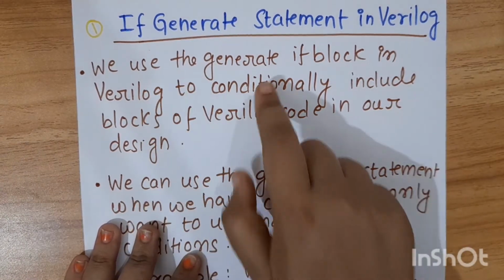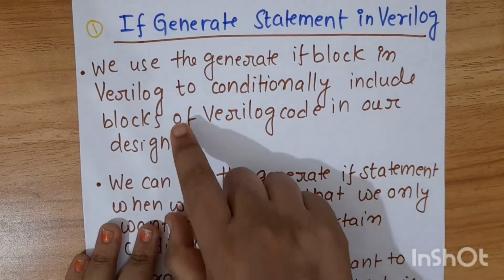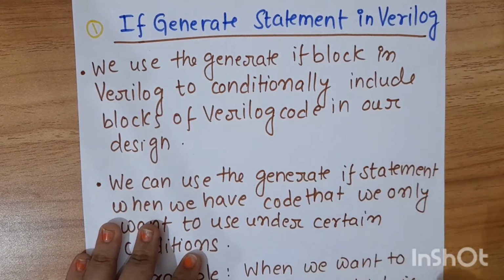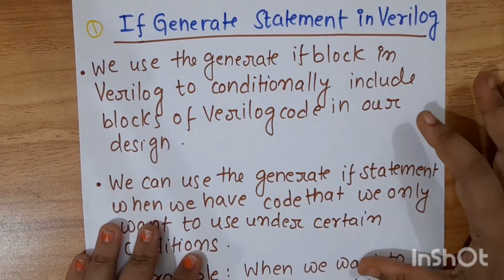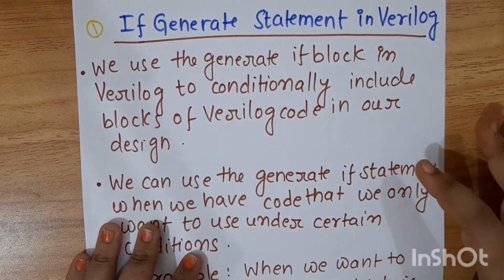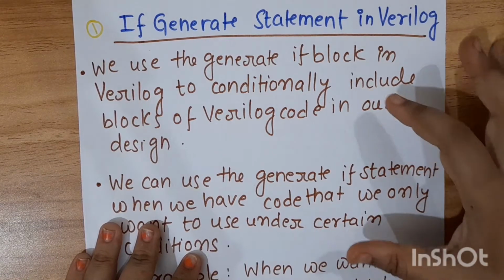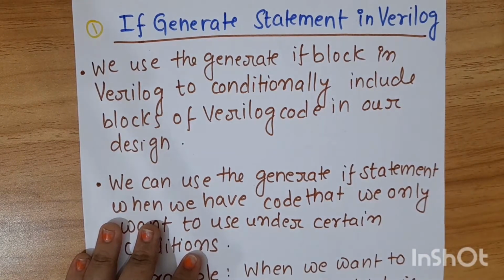So, we use the generate if block in Verilog to conditionally include blocks of Verilog code in our design. Suppose I want to execute and synthesize a certain piece of code meant for a certain purpose, and the same piece of code I do not want to include when that particular condition is not met. So for that purpose we will have this generate if statement.